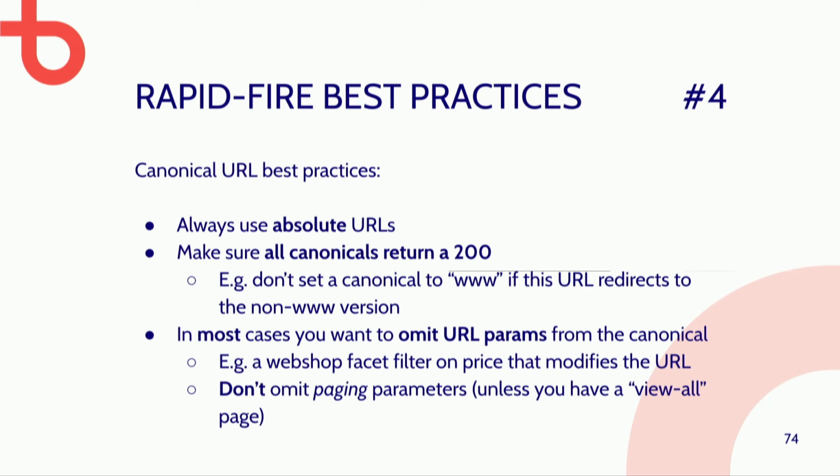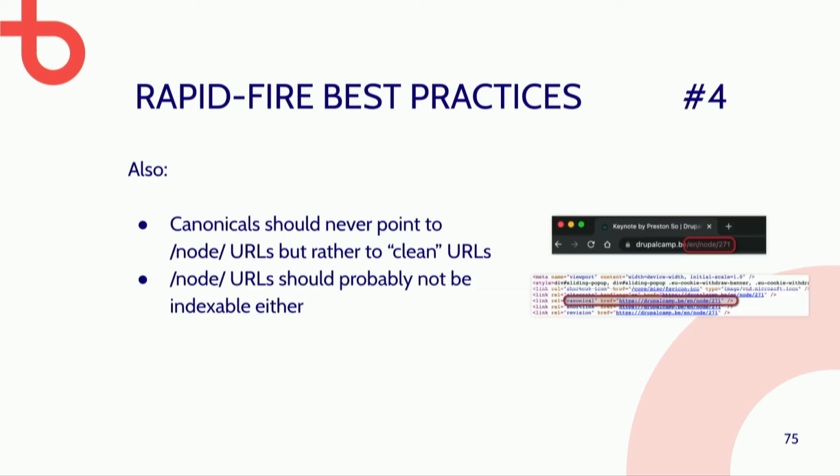You want all your canonical tags to return a 200 status code. And you also, in most cases, want to omit any URL parameters. So if you have filtering parameters from your web shop, for example, that are added to the URL, you want to omit those from the canonical tag so that your canonical tag is just clean looking. One parameter that you should add to your canonical tag is the paging parameter. That should be available in your canonical tag, unless you have a view all page. So as you can see, there are some exceptions in some cases, which is why it's always a good idea to consult somebody with SEO knowledge regarding your canonical setup.